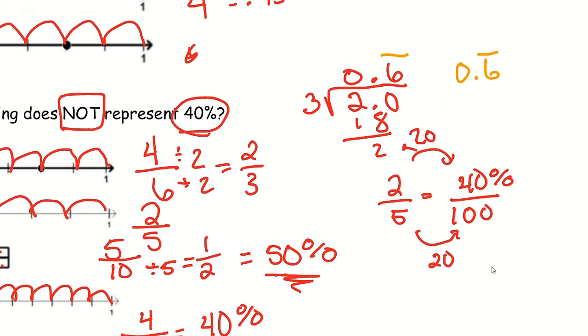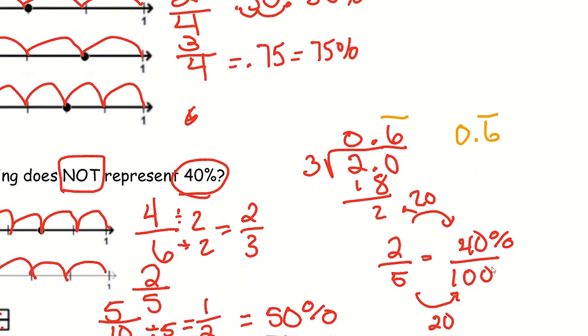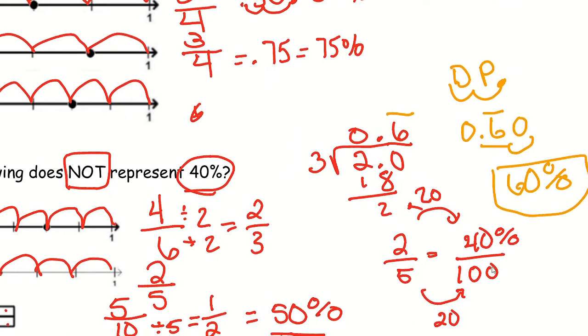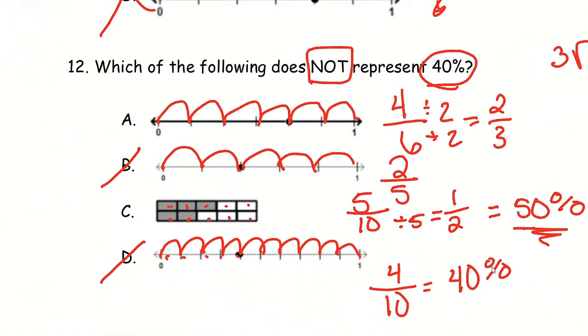So if we turn 6/10 with a repeating decimal into a percent, we're going Dr. Pepper: decimal to percent, 1 and 2. So let's move our little decimal with our 6/10 over 1 and 2. We add a 0 as our placeholder and we get 60%. Ooh, that is not 40. So pick A and C.